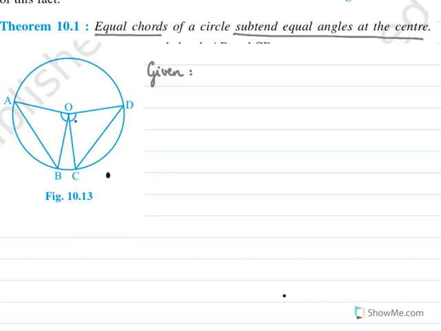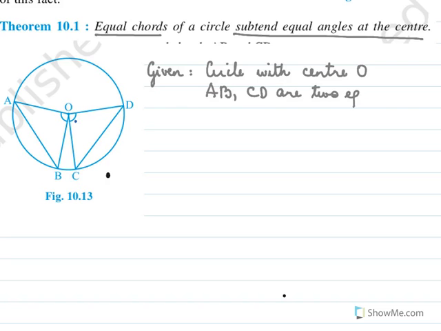So we'll write given: a circle with center O and two equal chords AB and CD. Now we need to show they subtend equal angles at the center.